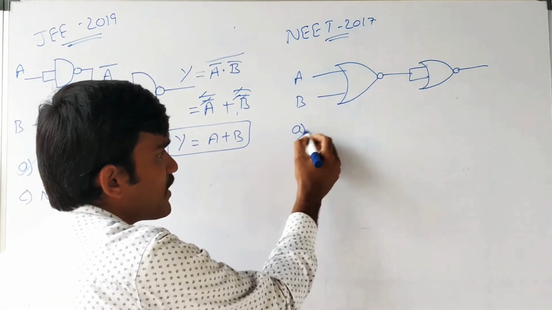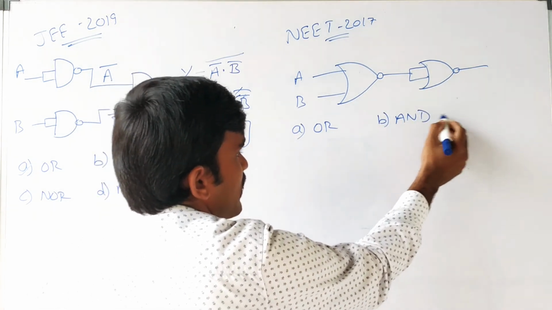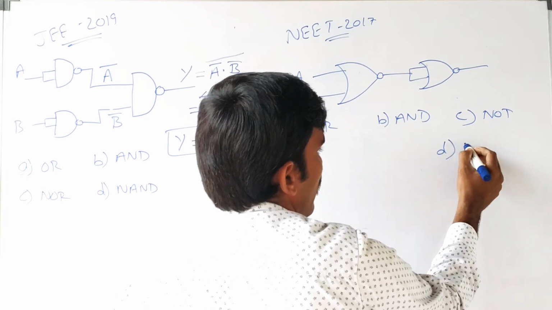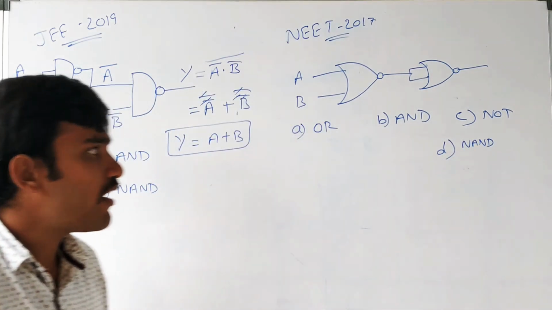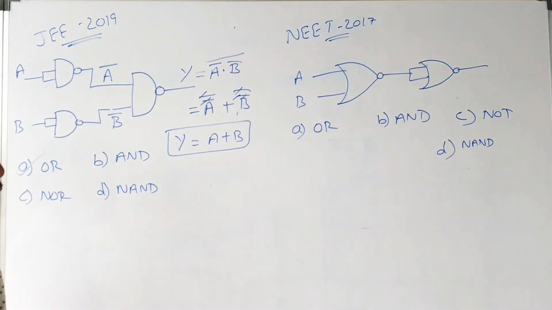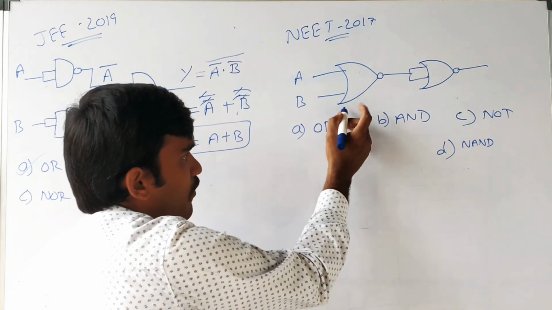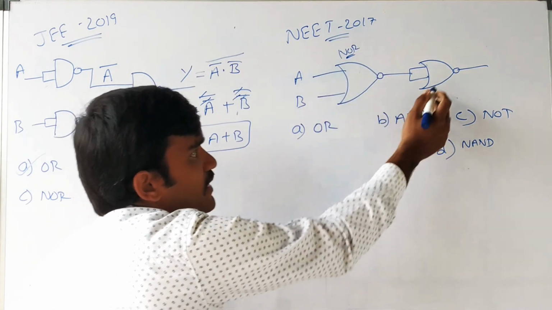Which of the following gates have they asked? They have given A, OR gate; B, AND gate; C, NOT gate; D, NAND gate. For this, how can we do it? First, this is the NOR gate. We know that this is the NOR gate. This is what gate?